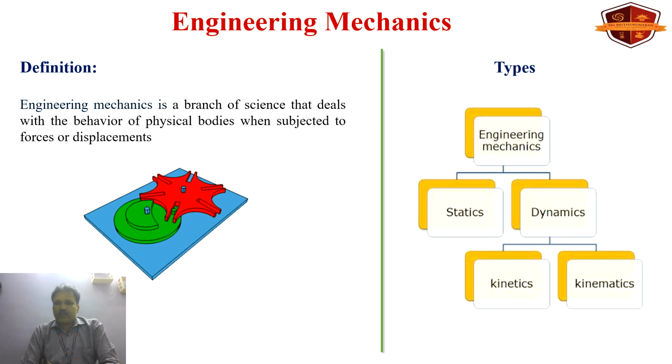On the right-hand side, I have introduced the basic types of engineering mechanics, that is statics and dynamics. These are the two important types. Statics is where we study the body which is at rest. Dynamics means the body which is under motion. Again, it is divided into kinetics and kinematics. What is kinematics? We are going to study the behavior of the body which is at rest or which is under motion, without considering the forces.